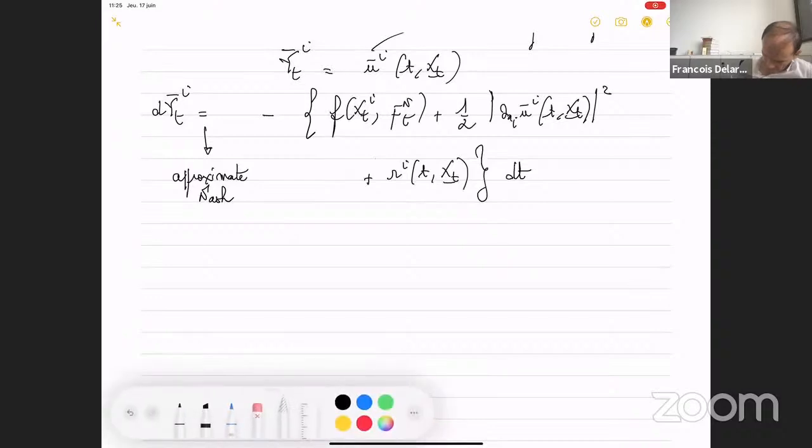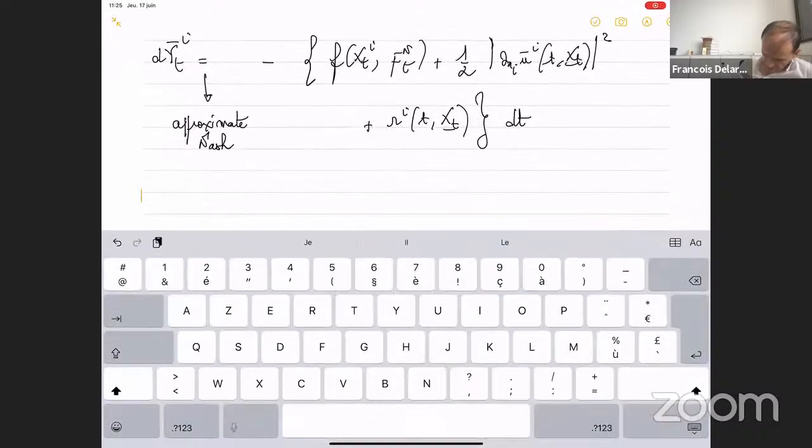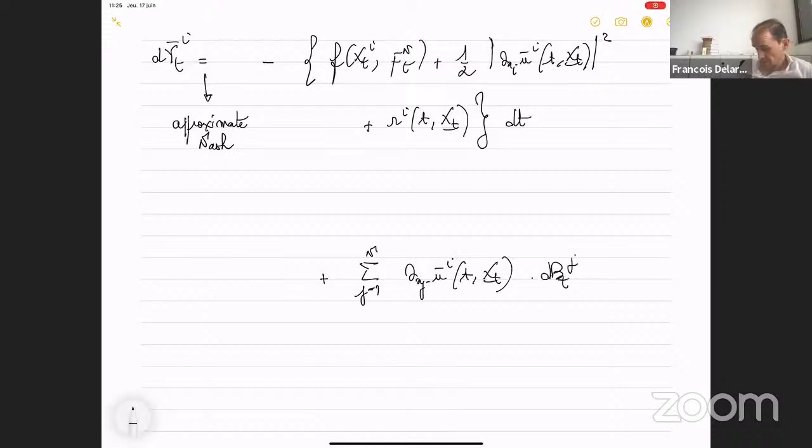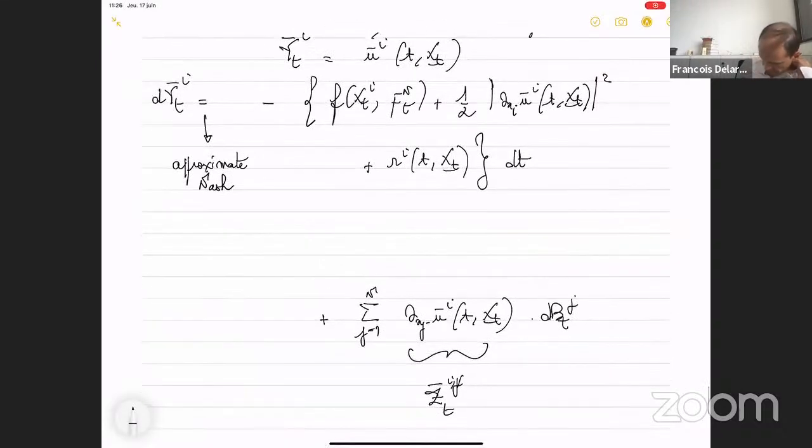Okay. Keep some space. And as before, I have the sum over the j's from 1 to n of dxj u bar i t x t underline inner product dbtj, sorry. And I call this z bar ijt. Okay, it looks to be correct because you say I'm just paying for the remainder in the approximated Nash system, but in fact this is false.